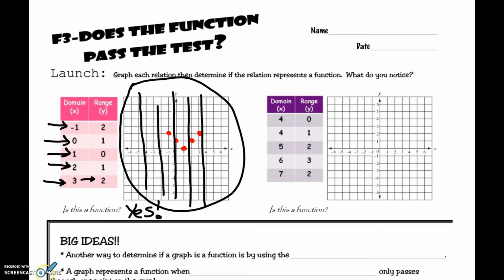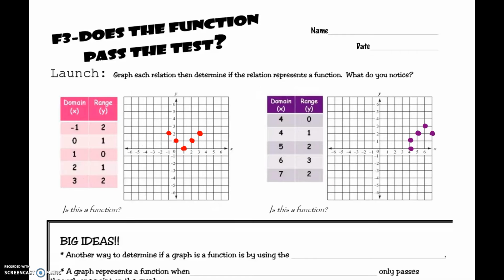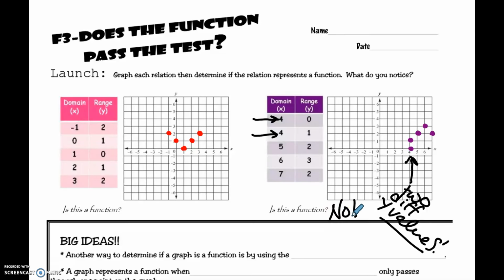Please pause the video to graph the second relation so that we can figure out whether or not it's a function. Hopefully this is the graph that you have on your picture. If you made an error, please just fix it before we continue. Looking at this graph, now you see that at the x value 4, there are two different y values. We can also see that here in the table. This is showing us that, unfortunately, this one is not a function.